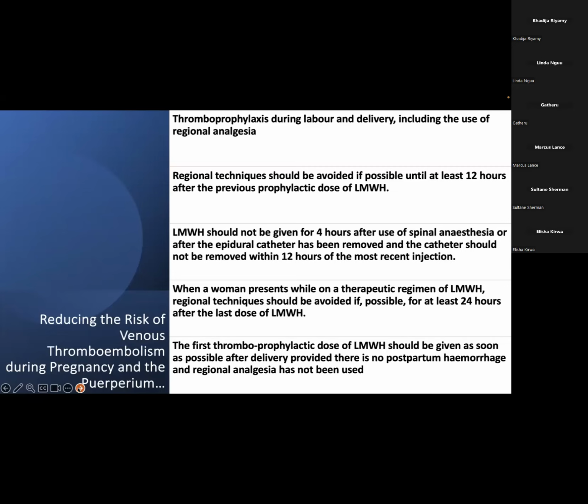Regional techniques should be avoided if possible until at least 12 hours after the previous prophylactic dose of low molecular weight heparin.